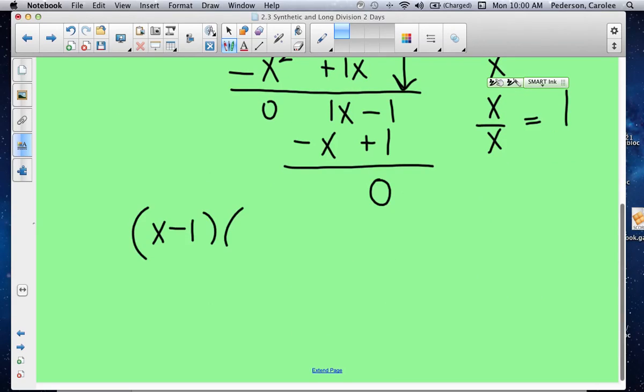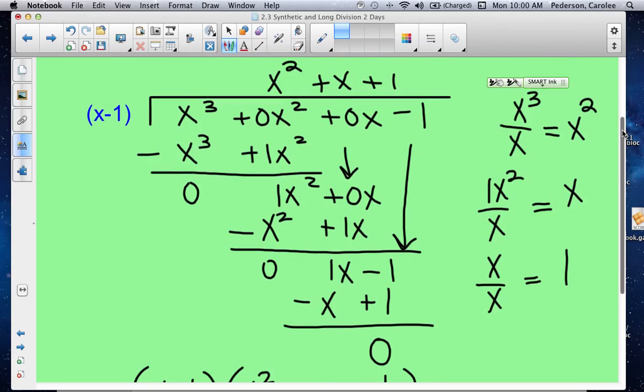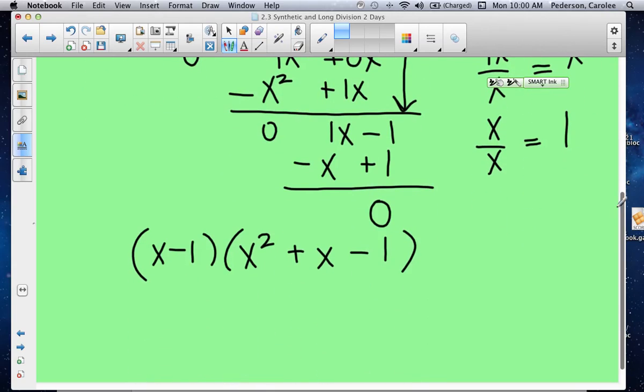That's what we factored out. Plus 1. And then if we want to continue factoring that quadratic, we could. Are there any factors of 1 that add to 1? No. So we'd have to use the quadratic formula. But they're not asking us to do that. They just want you to divide it.